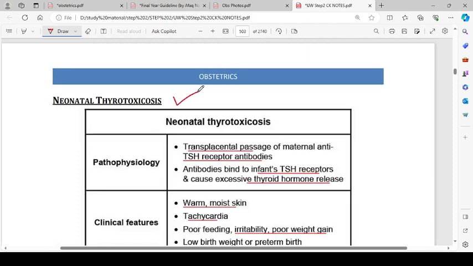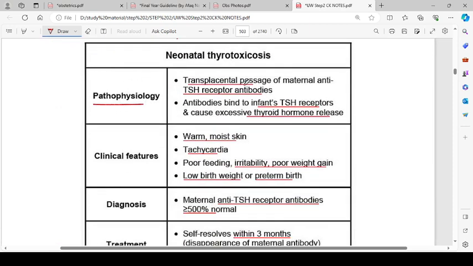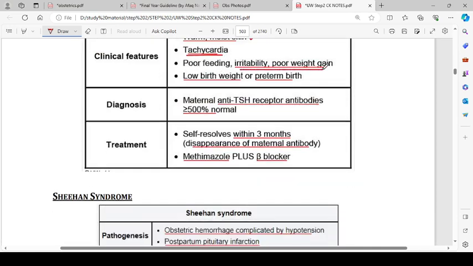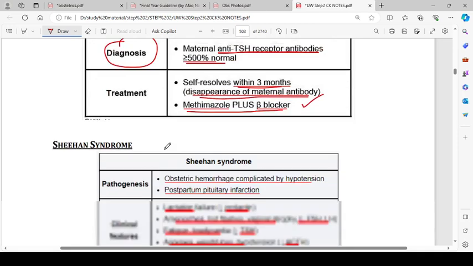Then we have neonatal thyrotoxicosis. Pathophysiology: transplacental passage of maternal anti-TSH receptor antibodies. Antibodies bind to the infant's TSH receptors and cause excessive thyroid hormone release. The clinical features are warm, moist skin, tachycardia, poor feeding, irritability, and poor weight gain, low birth weight or preterm birth. Diagnosis is maternal anti-TSH receptor antibodies more than 500% of the normal, and treatment is self-resolves within 3 months with disappearance of maternal antibody, methimazole plus beta blocker.